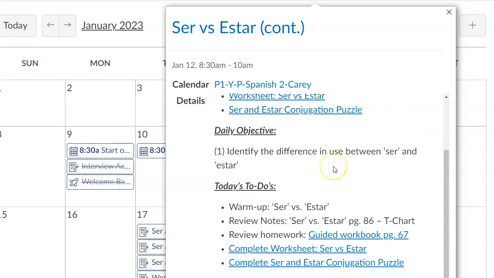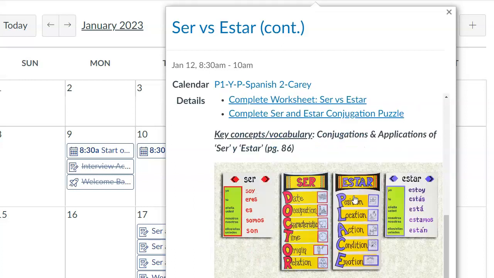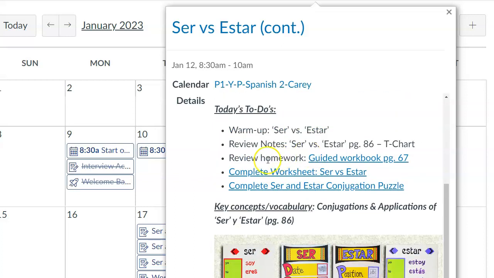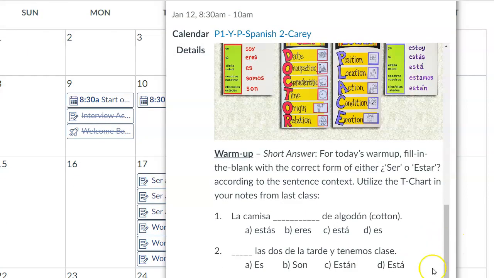Daily objective is to identify the difference in use between ser and estar. And there is our agenda for today. Starting with our warm-up, we'll review the notes on ser versus estar that we took last class, this T-chart here. Review the homework, the two worksheets that we're going to start in class and that you'll finish for homework for next week. Here is our warm-up for today.